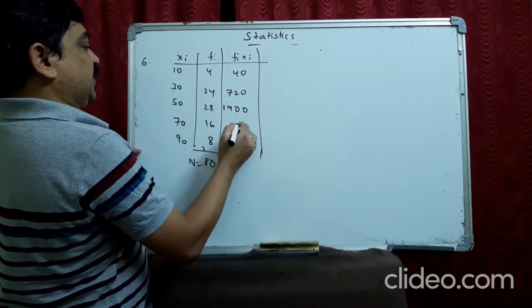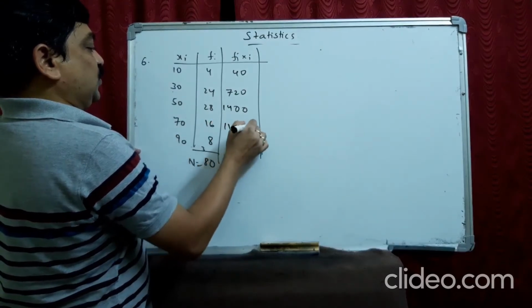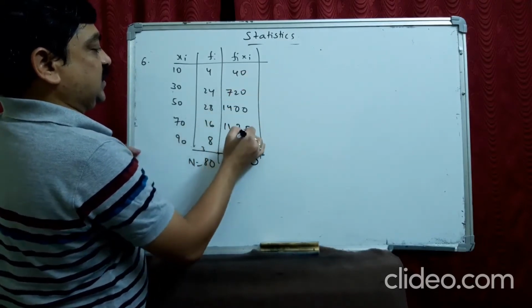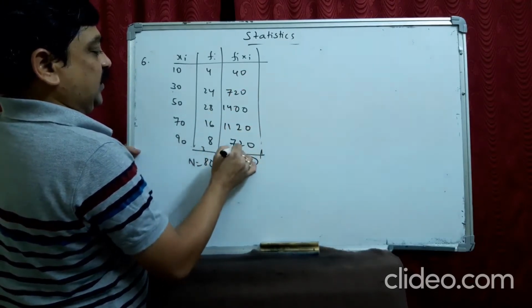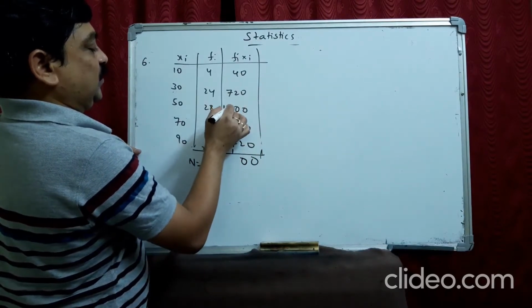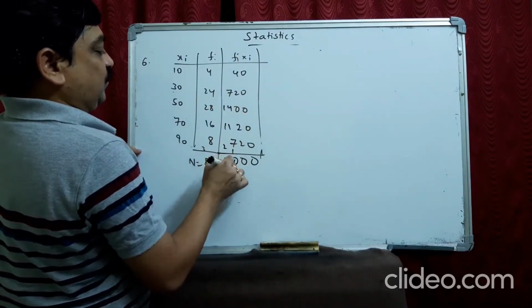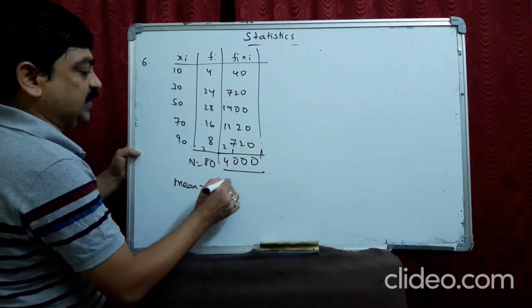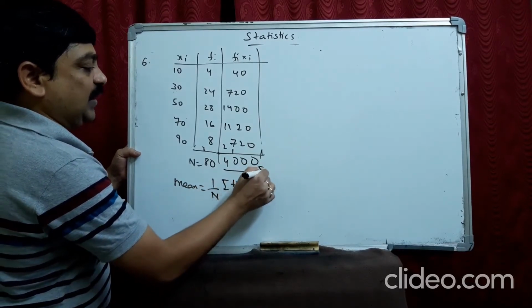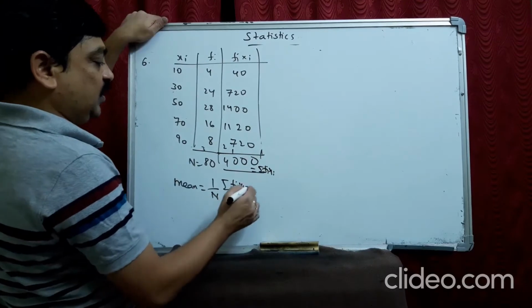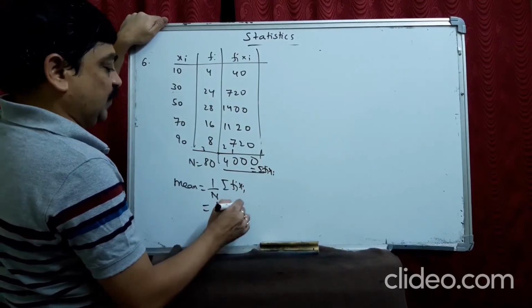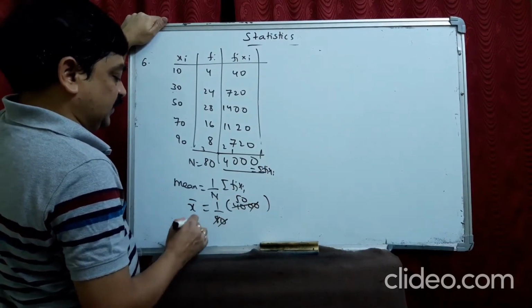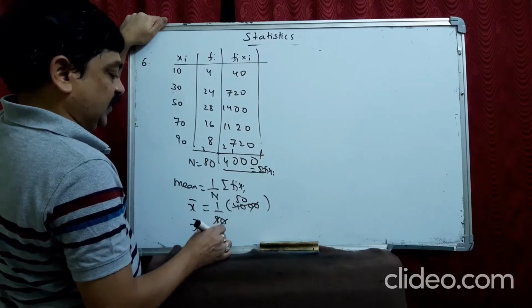1400, 1120, 720. Again, let us add this. 4000. So mean is equal to 1 by capital N sigma fi xi. This is nothing but sigma fi xi. So it becomes 1 by 80 of 4000. Can you cancel? So mean x bar is 50. X bar is 50.